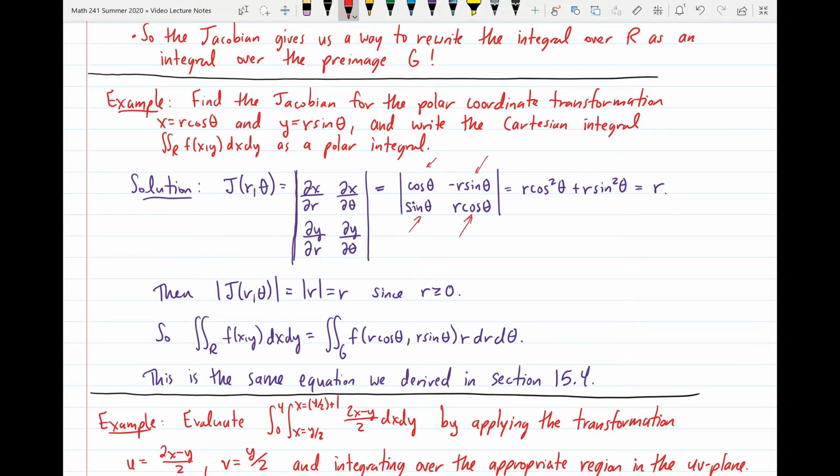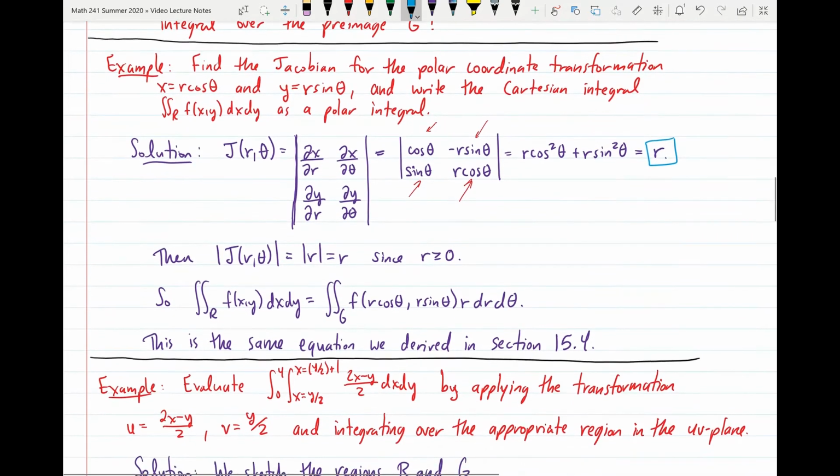Now we can take the determinant of this 2 by 2 matrix, and we get r times cosine squared theta plus r times sine squared theta. And then we can factor out an r, and cosine squared theta plus sine squared theta is just going to equal 1, and we're left with just r. So the Jacobian for the polar coordinate transformation is just equal to r.